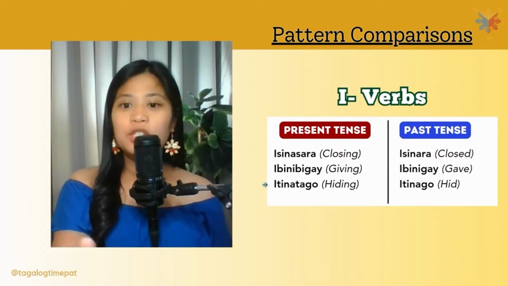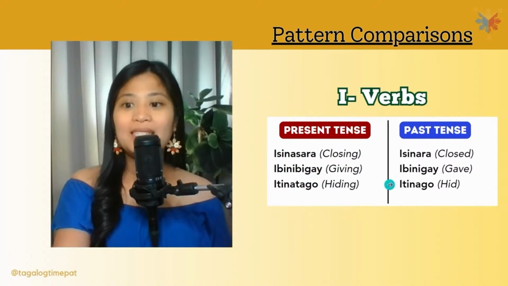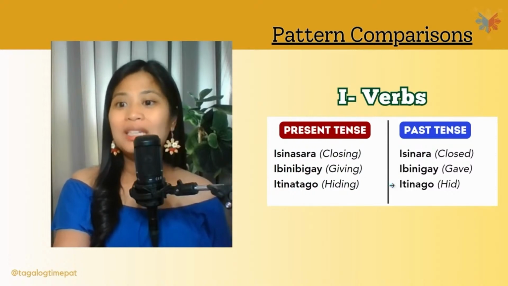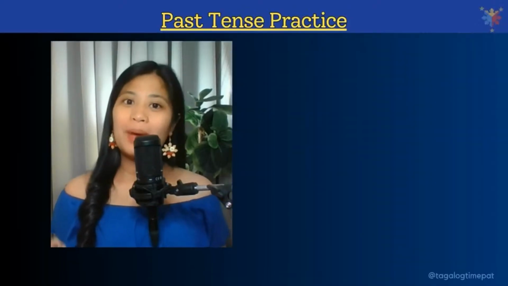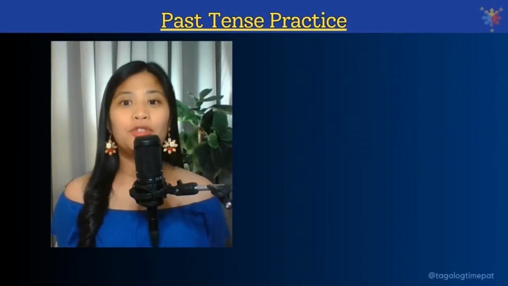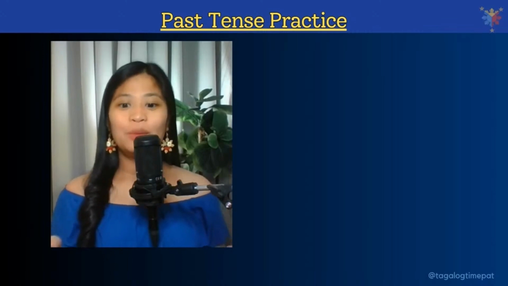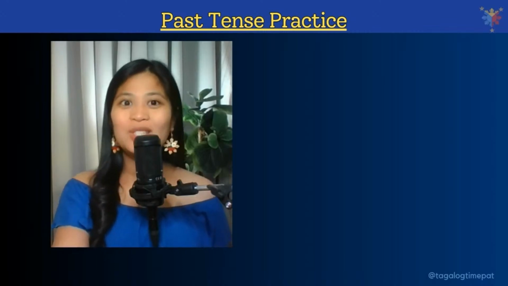Lastly, itago, which means to hide, in the present tense is itinatago. That means hiding, itinatago. In the past tense, it's itinago, hid. So those are all of the past tense conjugation patterns for the different types of verbs in Tagalog. I will go ahead and turn off my screen so that we can do some practice questions.